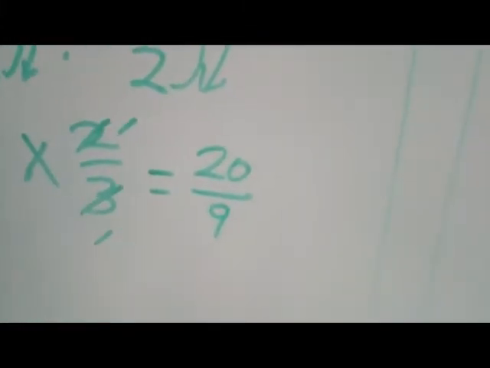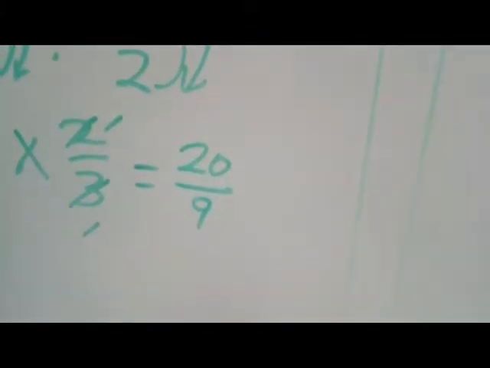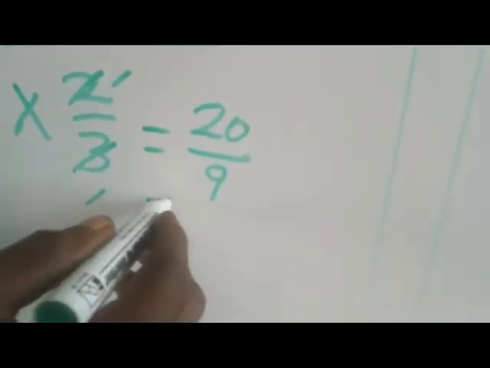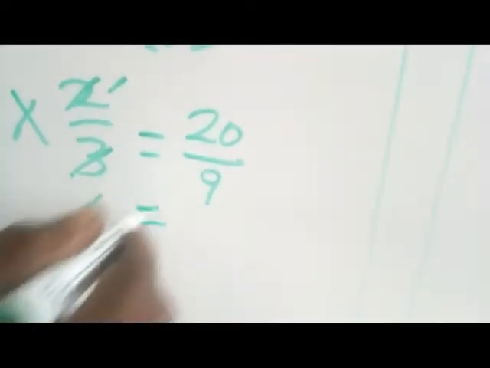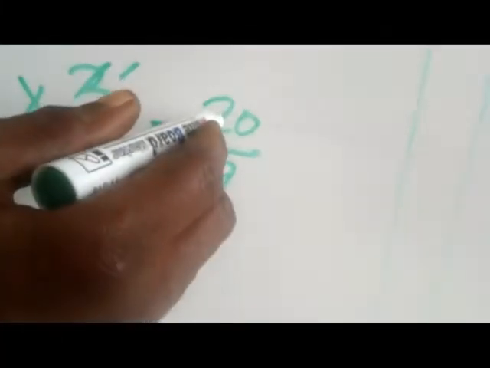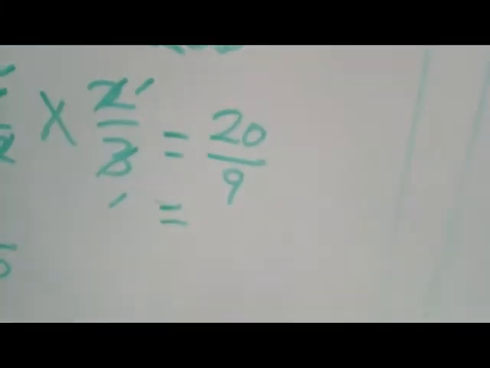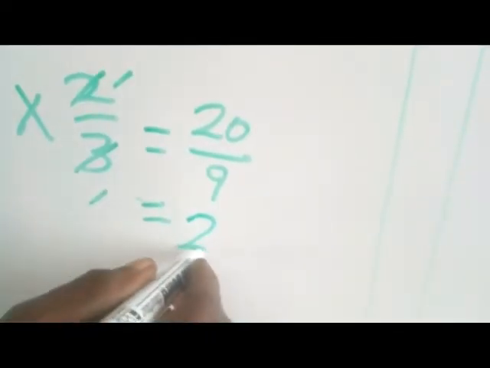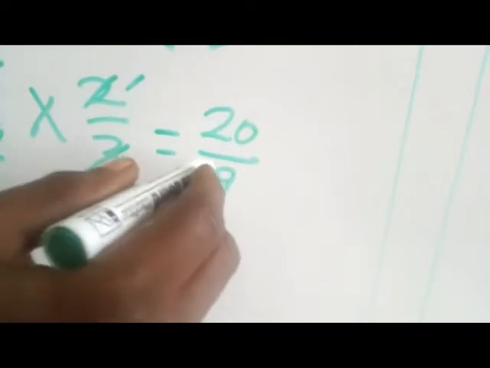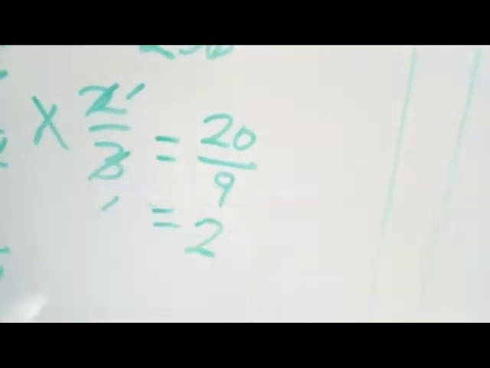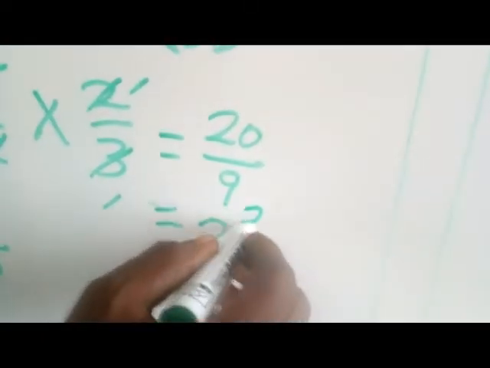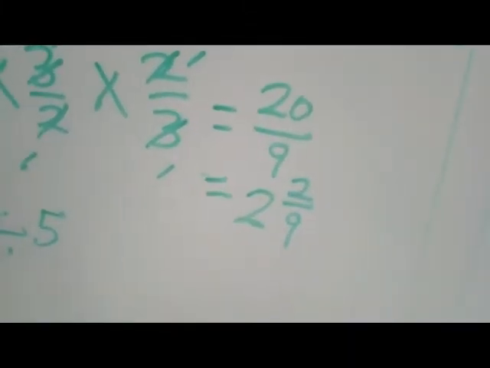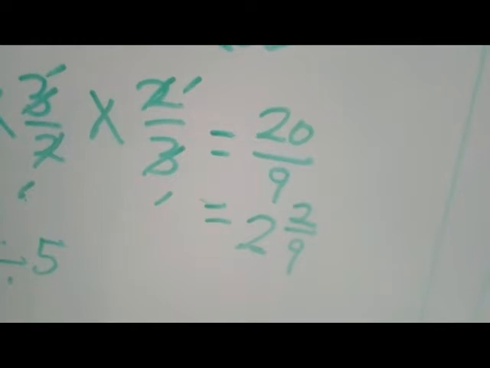As I said in example 3, this is an improper fraction. You don't leave your answer this way. So what you do is reduce it to a mixed number. 20 divided by 9 is going to give you 2. Then what will be the remainder will form your numerator. So 20 divided by 9 is 2, remainder 2, all over 9. So this is the answer to example 4. I believe that is clear.